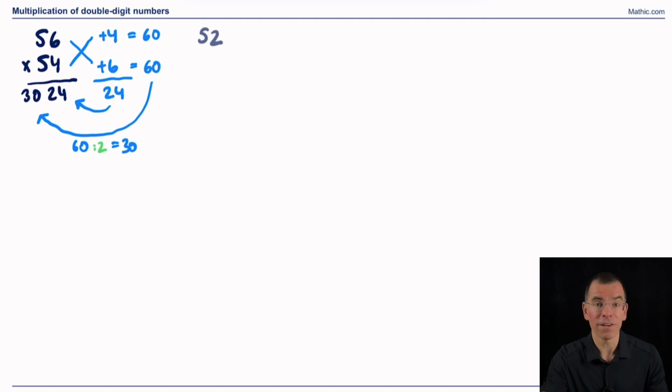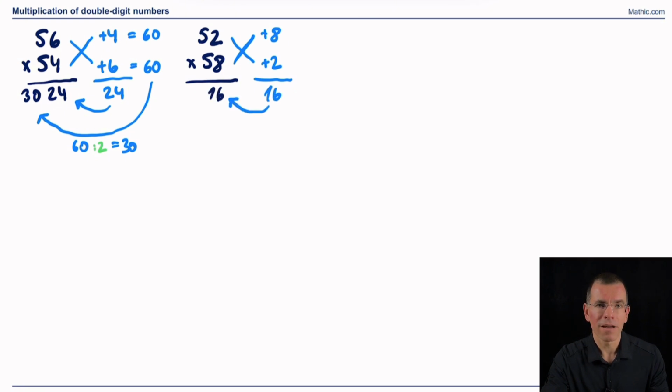Let's try to multiply 52 times 58. 52 less 50 is 2. 58 less 50 is 8. 2 times 8 is 16, so the last two digits should be 16. 52 plus 8 and 58 plus 2 is 60, so if divided by 2, the first two digits should be 30. The final result is thus 3016.